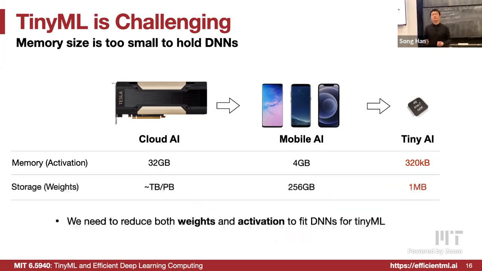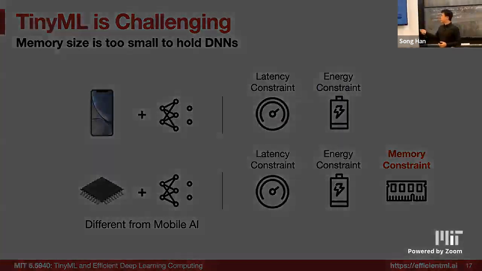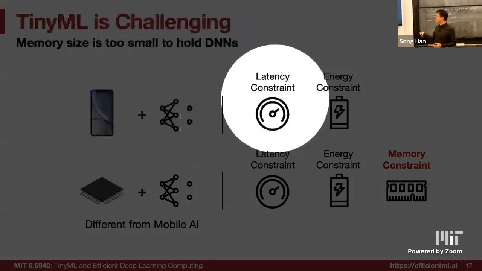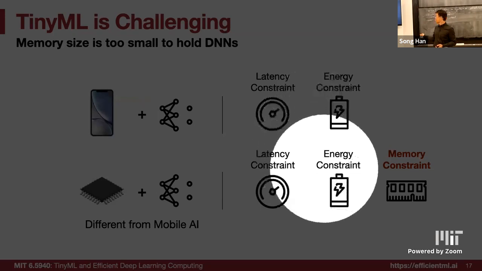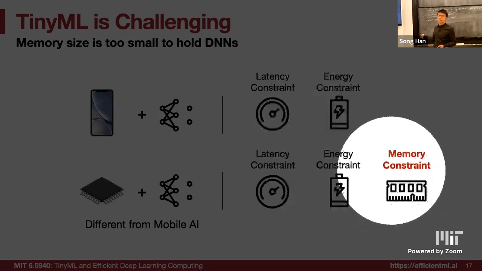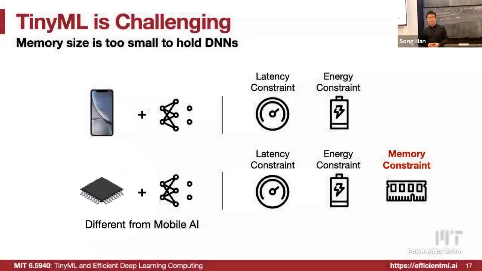So we need to reduce both the weights and also the activations so that we can fit these deep neural nets into TinyML devices. Compared with mobile AI, where we are constrained by the latency and also by the energy, now we have a new constraint, the memory, since these tiny devices have very little memory.